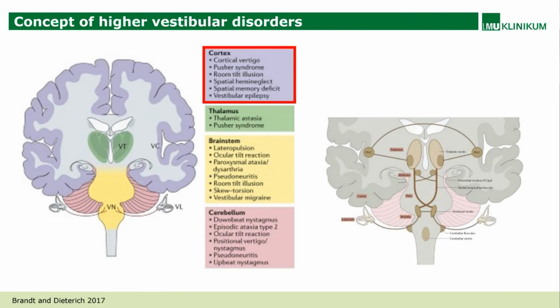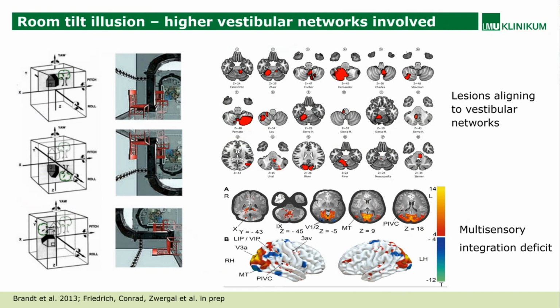This is the high order networks, which of course is complex. And one example which I touched upon a bit already is the so-called room tilt illusion. So patients will say they see their room shifted over by 90 or 180 degrees all of a sudden. Then all of a sudden it goes away. And if you look into the lesions which cause these syndromes, you see that the topography of these lesions, again, is varied.